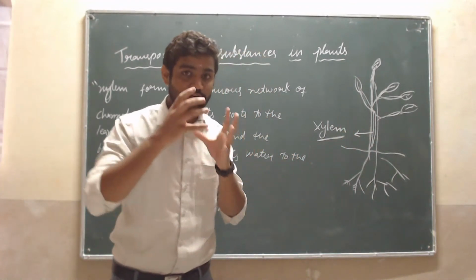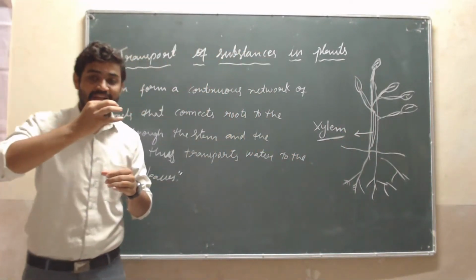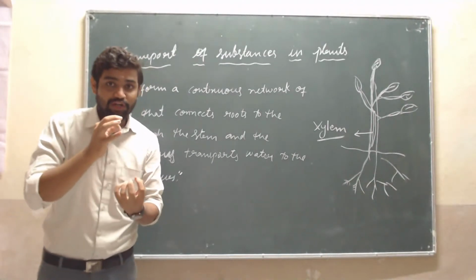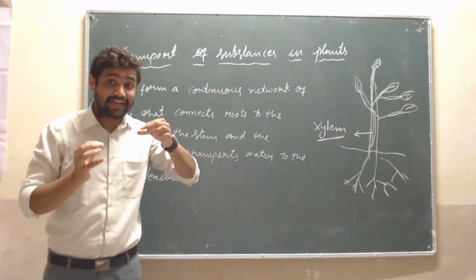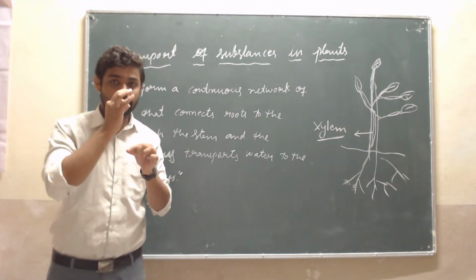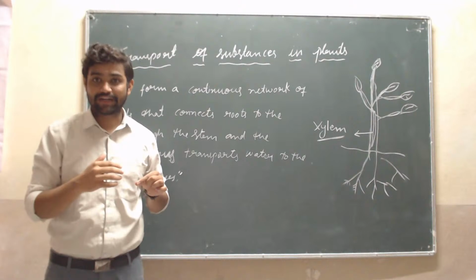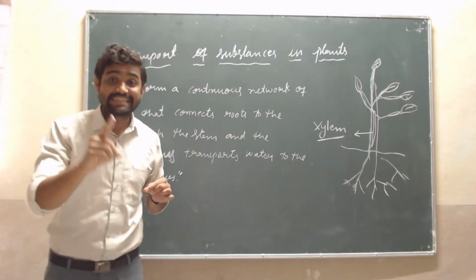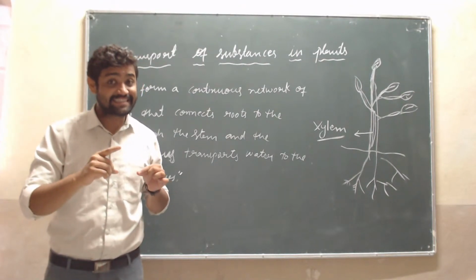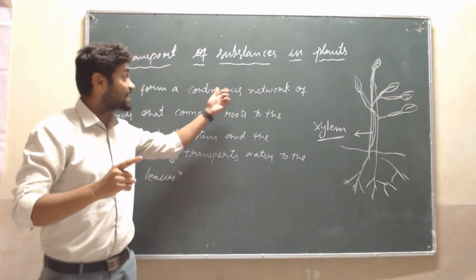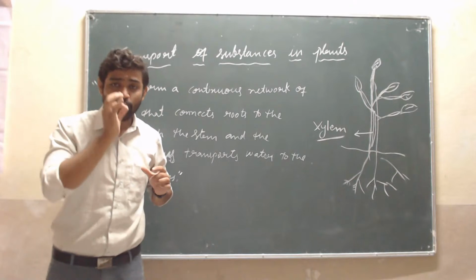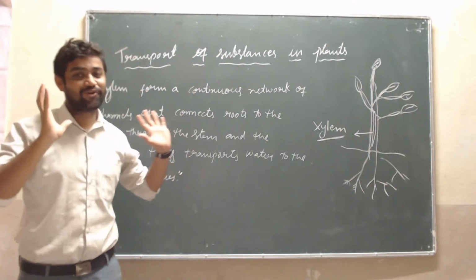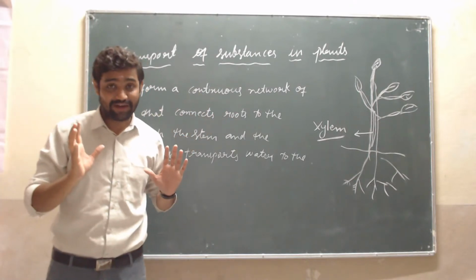Suppose you are drinking a Coca-Cola with a straw, see sir, from the bottom you will suck, isn't it? Suppose the connectivity is broken somewhere in the middle, then it will not be connected. That is called disconnected channels. Suppose here is a continuous network of channels, like a straw and Coca-Cola, simply like that the flow, that is how xylem works.